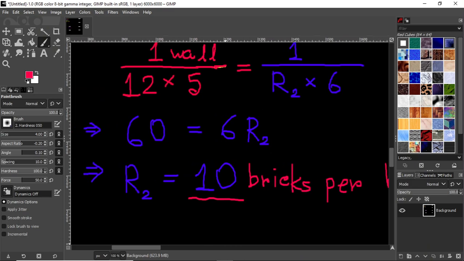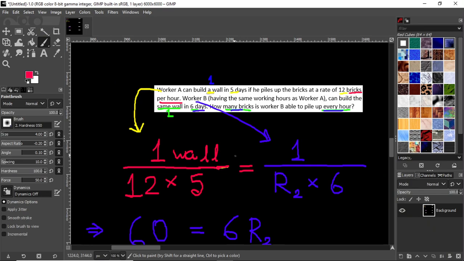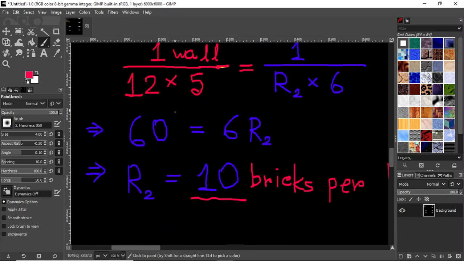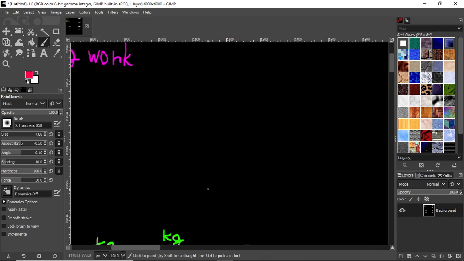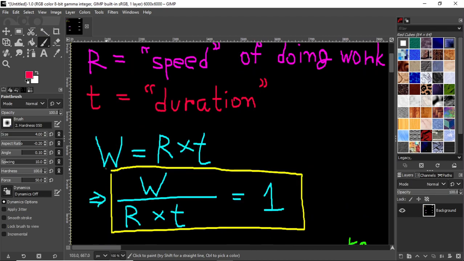Now, you might have noticed that we have the same amount of work for worker A and worker B. As well, this problem could have been solved more simply if we just took the product of rate and time. That's going to be the one work for worker A.